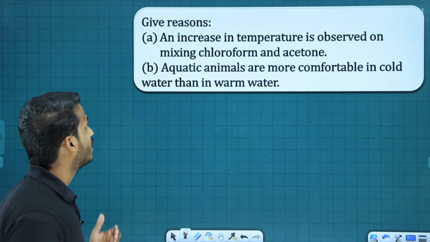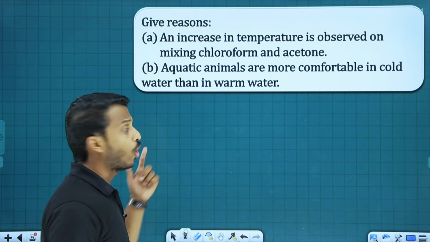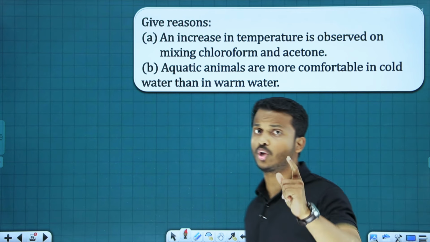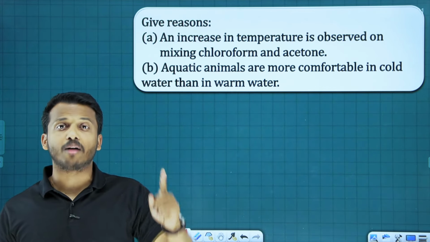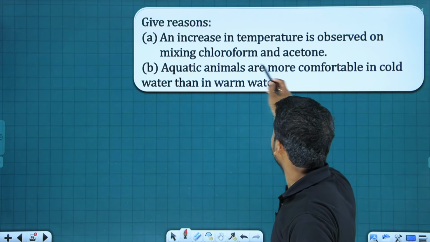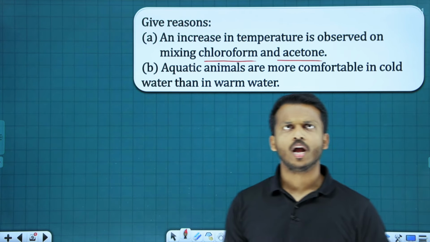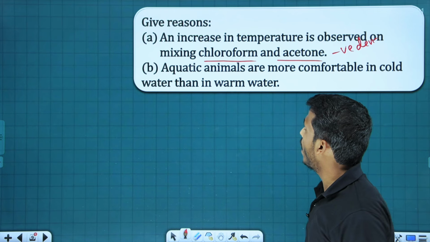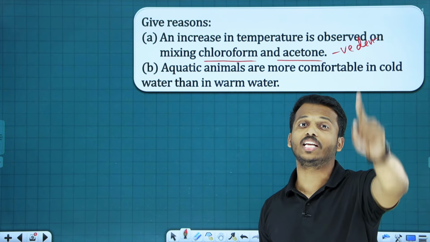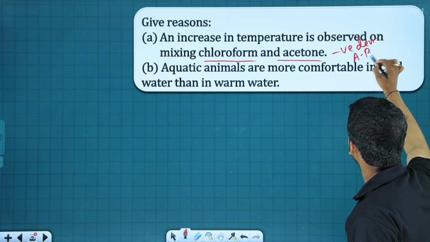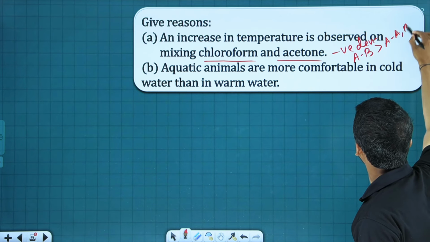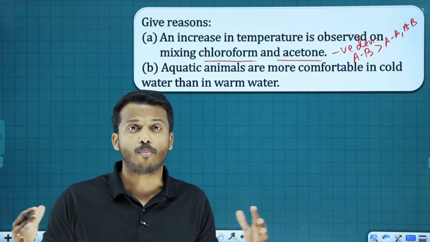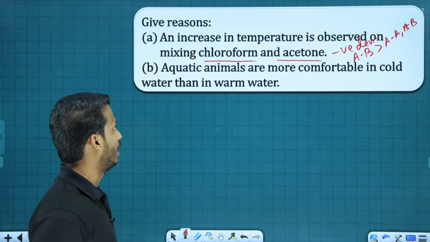Give reason. An increase in temperature is observed on mixing chloroform and acetone. Where did we study chloroform and acetone? Check it. I told you when we were studying the theory, these examples are very important. I think we studied it in negative deviation. So why is there an increase in temperature? We know in negative deviation, AB interaction is stronger than AA and BB interaction. So stronger the bonding, greater the temperature, higher the boiling point.